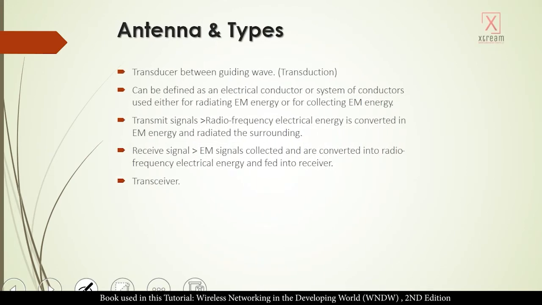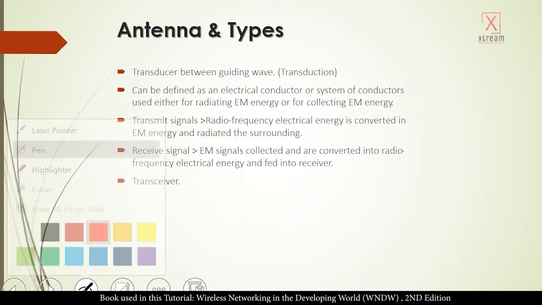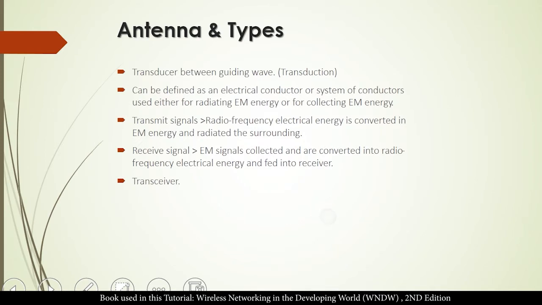Okay. So all these wave propagations take place via an electrical device, that is the antenna, or antennae. So what is an antenna? An antenna can be defined as a transducer between two guiding waves. If we have two devices, one over here and the other over here, and we want to transfer data from one point to another, we will use an antenna for this.